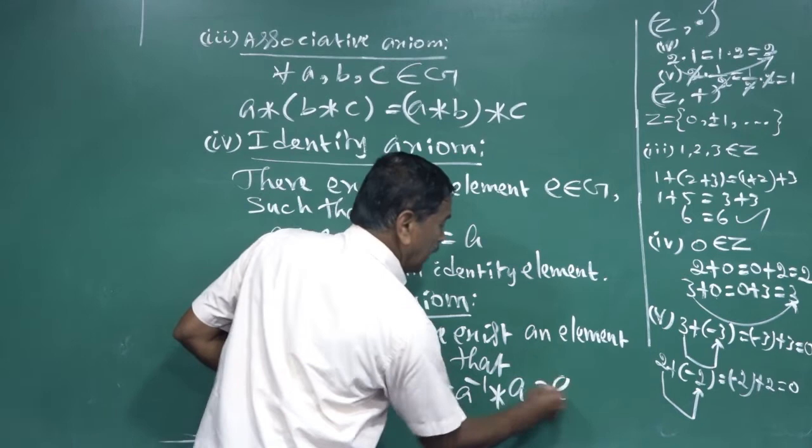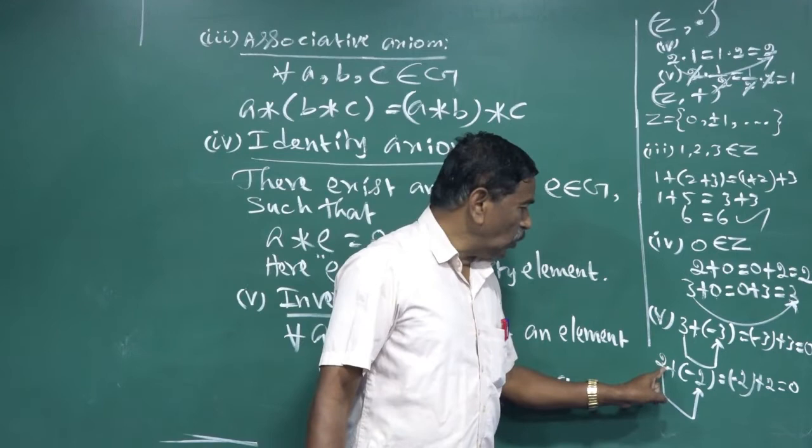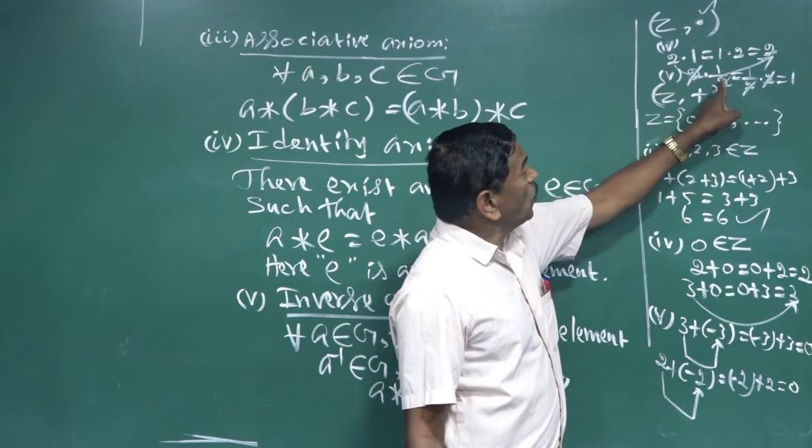Here, inverse of A is A inverse. Similar idea: here 2 plus minus 2 equal to minus 2 plus 2 equal to 0. Therefore, inverse of 2 is minus 2. In a similar way, 2 into 1 by 2 is equal to 1 by 2 into 2 is equal to 1. Therefore, inverse of 2 is 1 by 2.